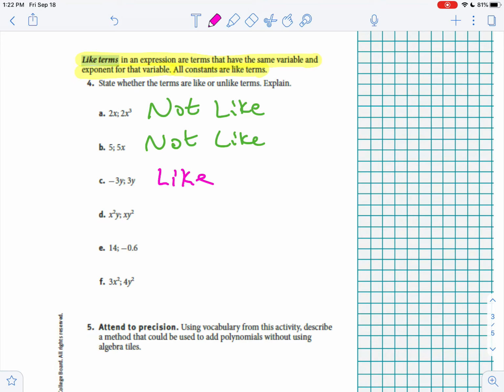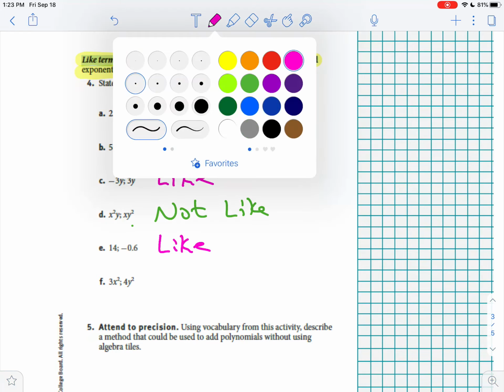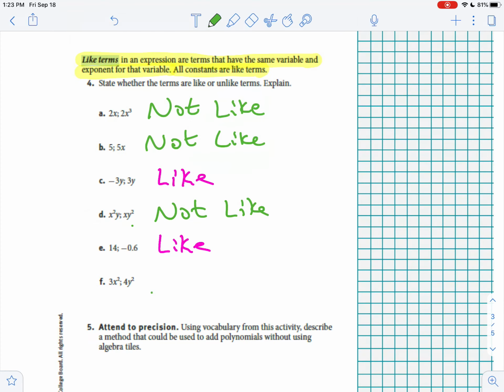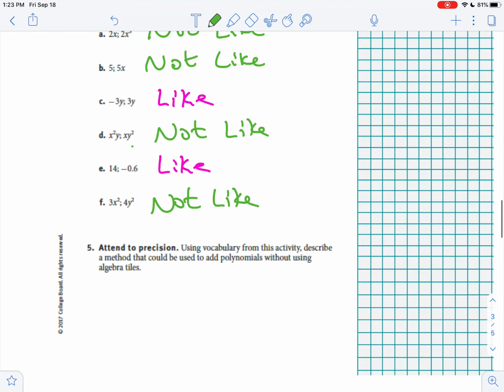Okay. D looks like it would want to be like terms. However, if you notice, the x is squared in the first expression, but the y is squared in the second expression. So that is going to be not like. For E, we have both constants. Well, constants are always like terms. So we can always add those together. We'll call that like. And then for F, I have an x squared and a y squared. They both have squares, but they are different variables. So we're going to go with not like.